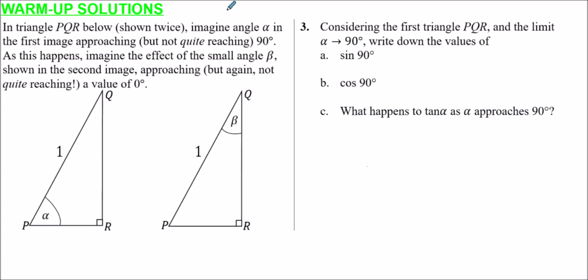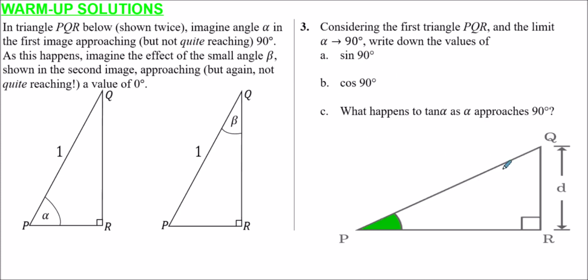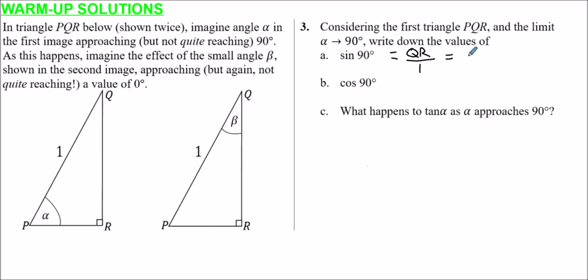So sine 90, remember how sine is defined? This is going to be the opposite side, which is QR, divided by the hypotenuse, which is 1. Now QR, I'll show you again in a second, is going to become closer and closer to 1. So in the limit of alpha actually going towards 90 degrees and becoming it, QR will be 1. If you see here again, QR is going to get closer and closer and in fact become the hypotenuse. So QR over 1 will become the same as 1 over 1, which of course is 1. So the sine of 90 is 1.